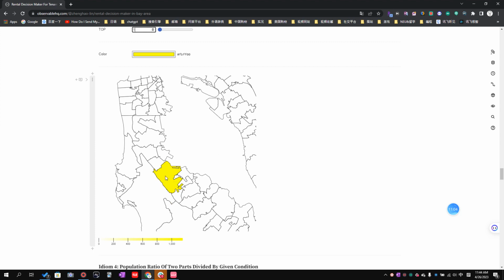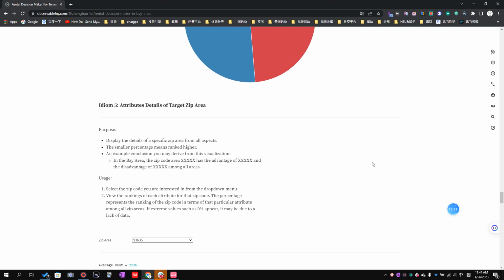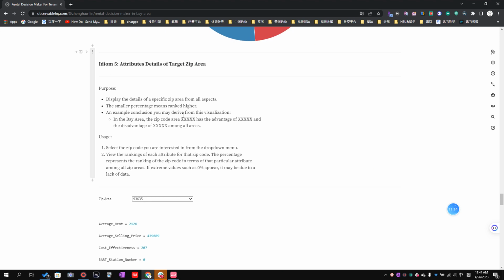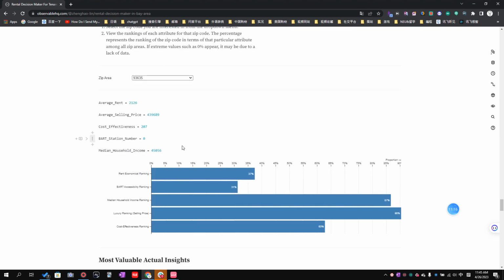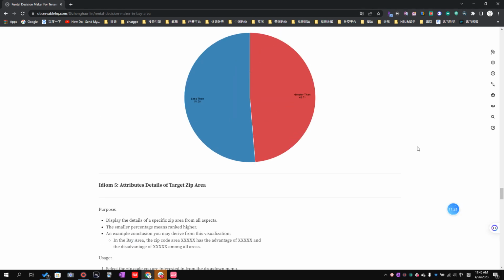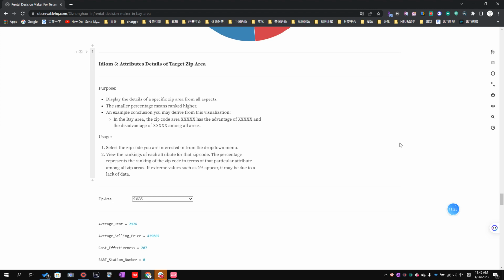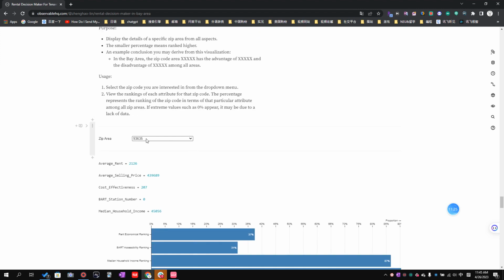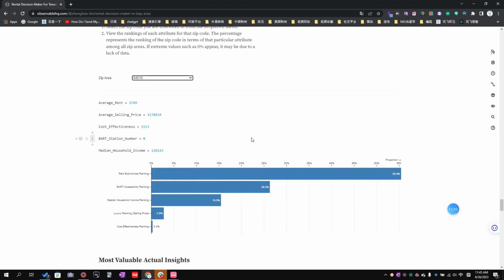And after I decide which zip area I'm interested in most, then I can move on to idiom 5. This is a bar chart and the variable display here. And you can select the zip area you are interested in here. As we know, we are interested in 94010, and you can see the details about it.